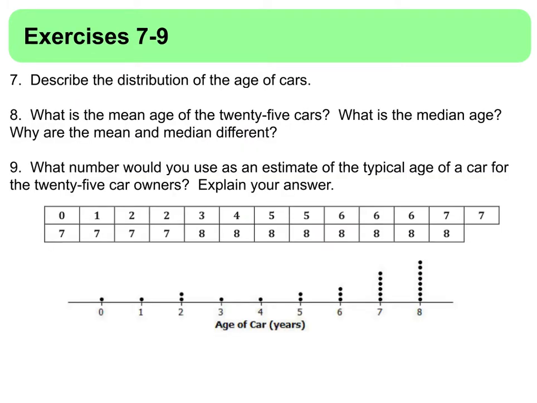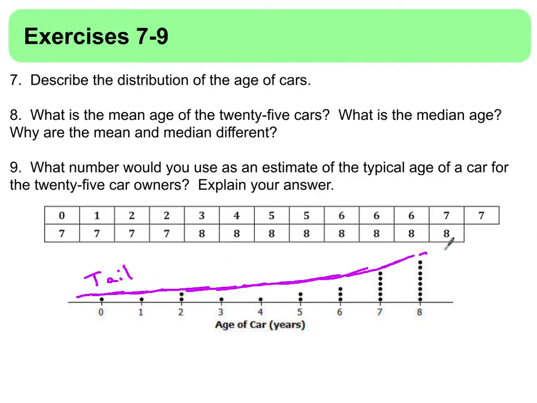In that third dot plot, we looked at a situation where we had 25 car owners come in and tell us the age of their cars. So in question 7 it says describe the distribution of the age of the cars. One thing that we'll note is that our data is not symmetrical. It's skewed in this manner with a tail over here to the left.